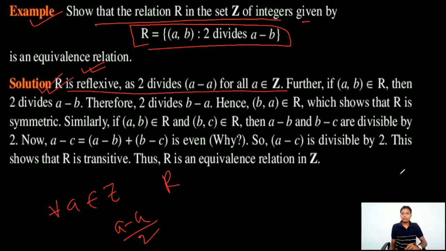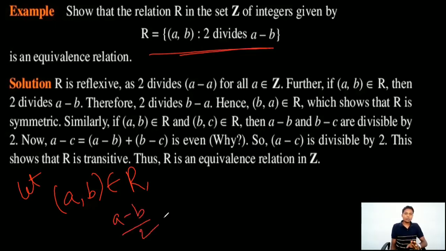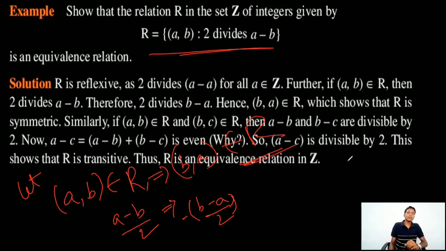Now for any two elements, suppose a comma b belongs to R. Then by the definition of R, a minus b is divisible by 2. This implies we can write minus of a minus b, that is b minus a, is also divisible by 2. So if a comma b belongs to R, this implies b comma a belongs to R. So R is a symmetric relation.